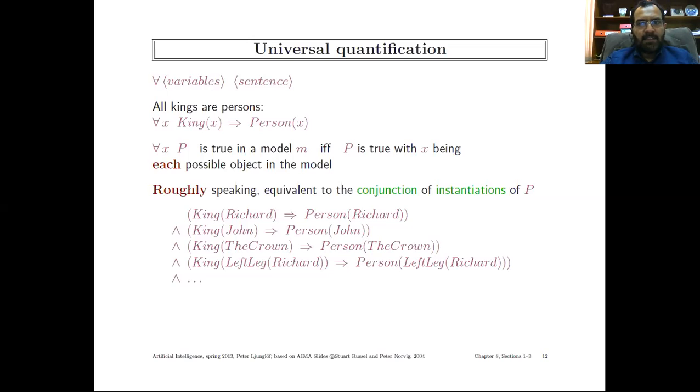The sentence is given in natural language in English: all kings are persons. For all x, king x implies person x is the representation in FOL. So you can understand the concept of for all: for all x, P is true in a given model M if and only if P is true with x being each possible object in the model.